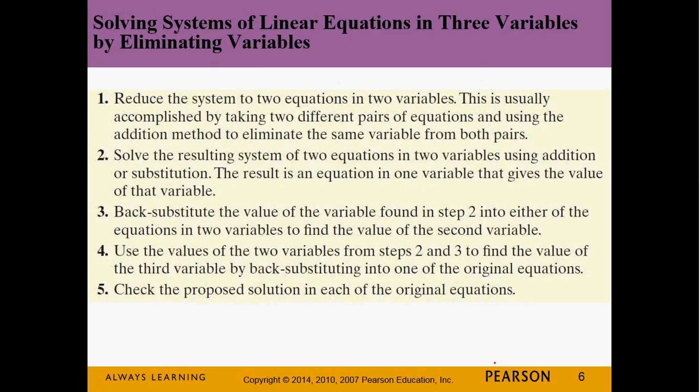Okay? Now, we're going to take the other two and eliminate the same variable. So we're going to take two and then another two and eliminate the same variable from those two. That's going to give us two equations with two variables, which we know how to do. And then we solve that by using the methods we know how to do. So this seems really complicated. It's not.